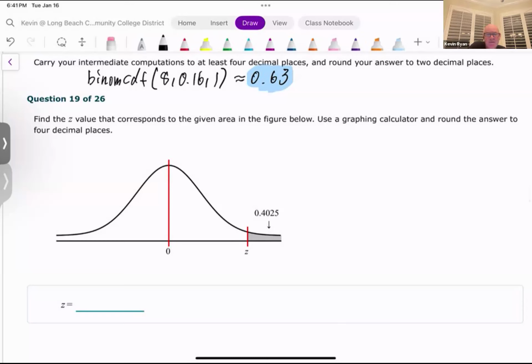Would the exam be 26 questions as well? It will be no more than 26 questions, most likely a little bit less. I always make my practice exams a little bit bigger than my regular exams.